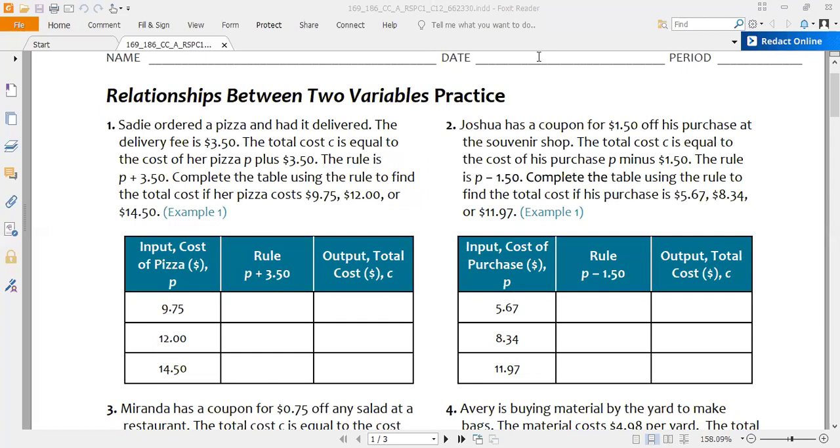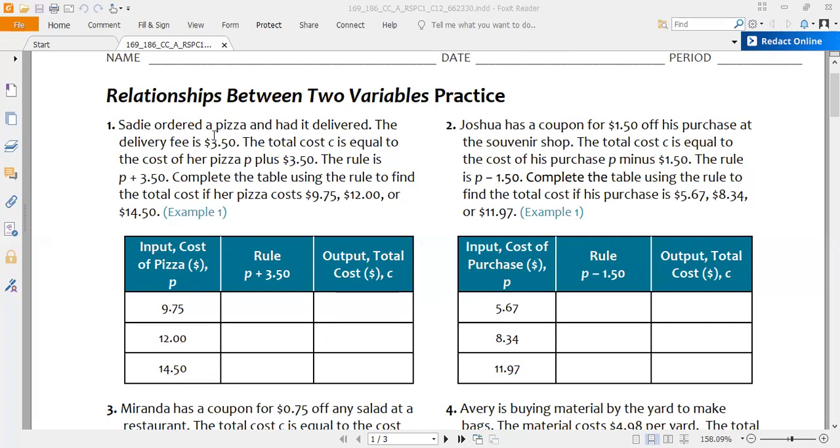Today our lesson is related to topic 7, lesson 7.1, the relationships between two variables practice. We have been given question number 1 and a table, and we need to fill in the columns given in this table.